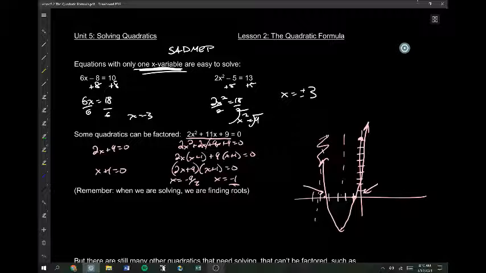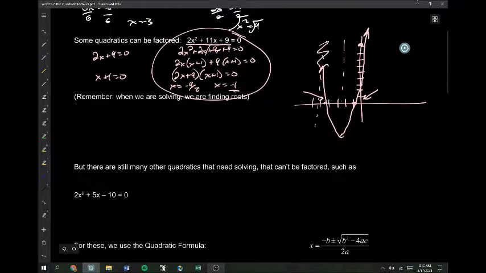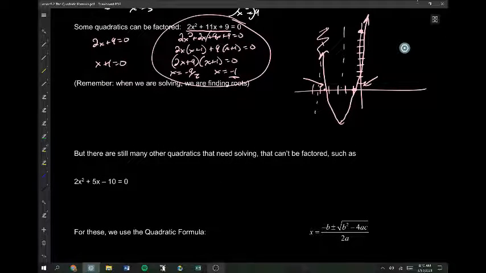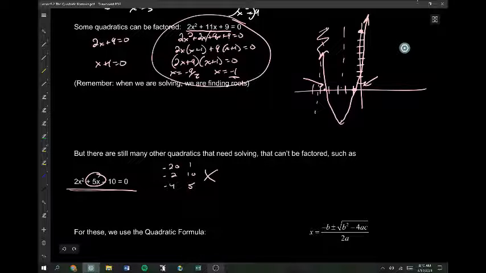Okay, but say we get something that can't factor like this. If I multiply a times c, I get -20. There aren't two things that multiply to -20 and add to +5. This can't factor, but it can be solved.